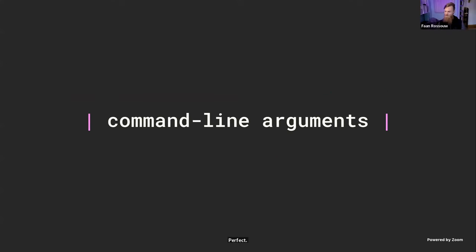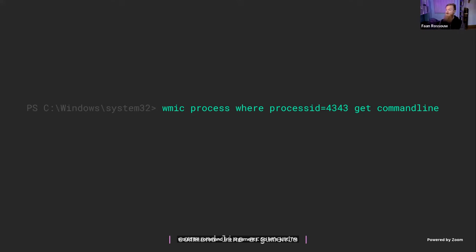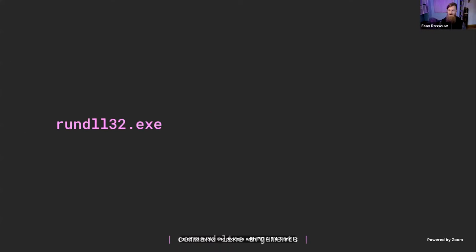So let's move on to our third indicator, which would be command line arguments. I'm going to explain what I mean by way of an example. If we were to run this following WMIC command line, it's basically going to tell us what command line was used to invoke the process with PID 4343. Now imagine we get this as a result, right? So basically it's telling us that rundll32.exe was spawned or invoked at command line simply in a nude way, right? Sans argument.